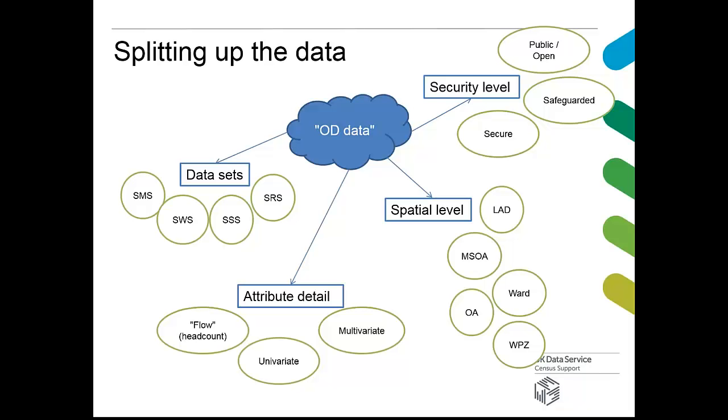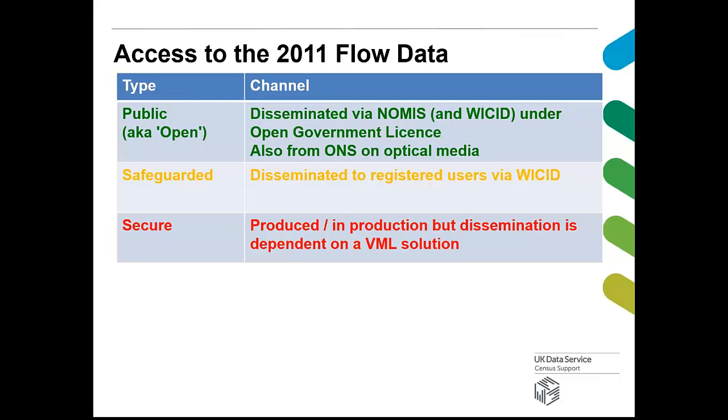The data are also divided into different groups based on their security level and who can access the data. Some data are open or public, some are safeguarded, and some are secure. Finally, we can think about dividing the data up on the basis of their attributes. Some of the tables are what we call flow or headcount tables. Those are just for total persons. Some are univariate observations. They break down the flow by a single variable. Finally, we have multivariate tables as well. They break down flows by more than one variable.